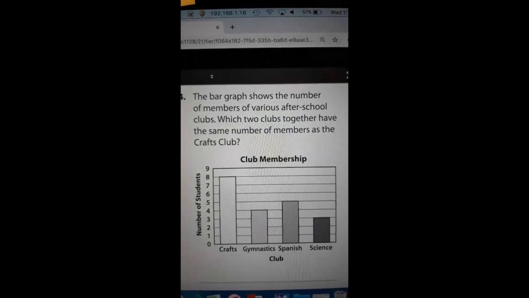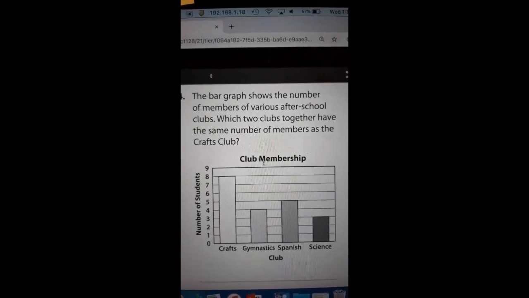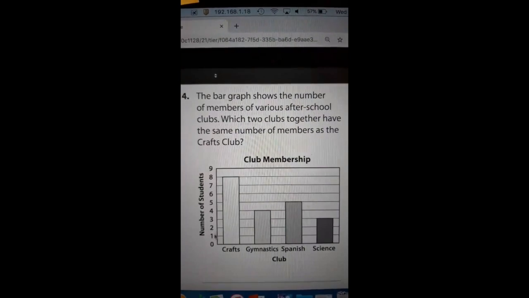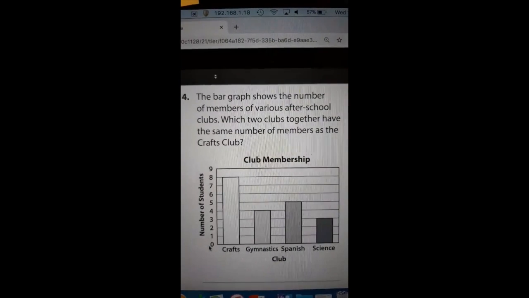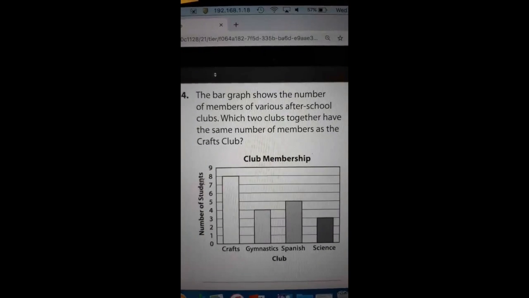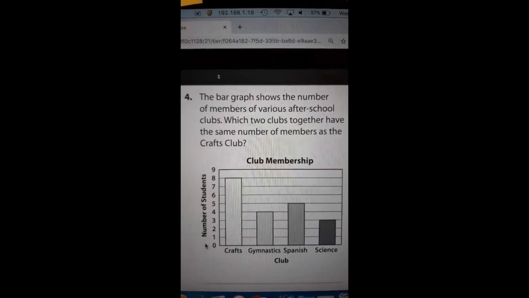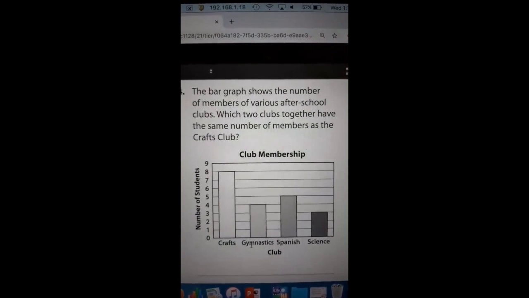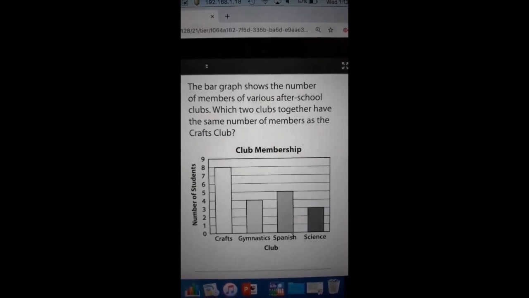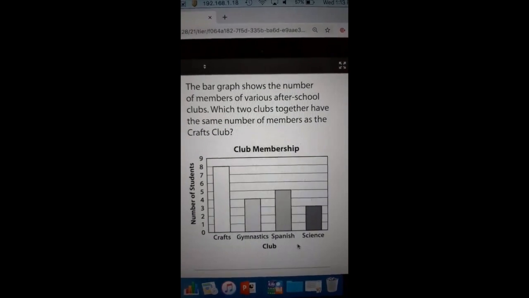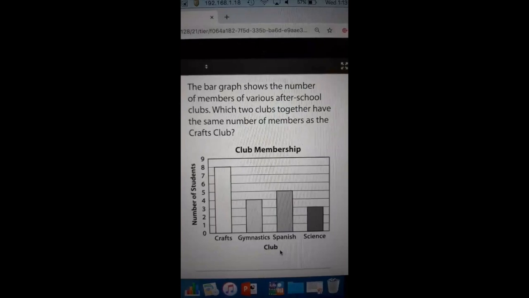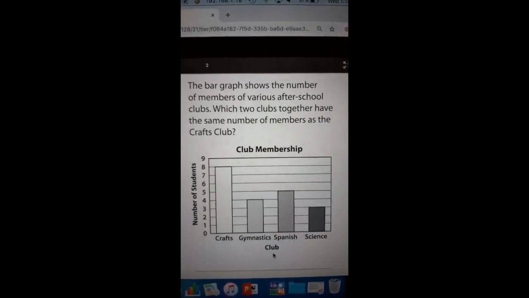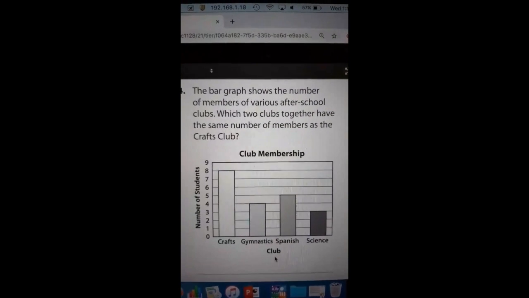El título del graph te va a decir de qué se trata la información que tiene. This here is the frequency. Esta es la frecuencia, the number of students, los número de estudiantes, and then we have crafts, gymnastics, Spanish, science, and these are all clubs. So we have the crafts club, gymnastics club, Spanish club, and science club.